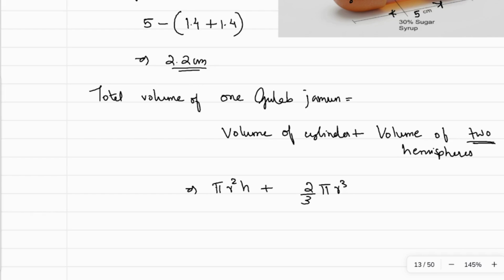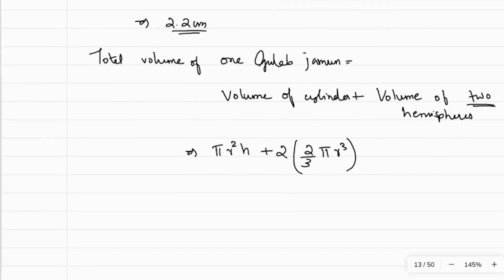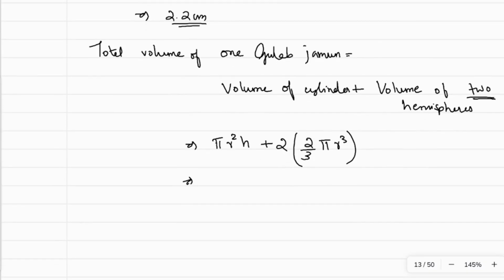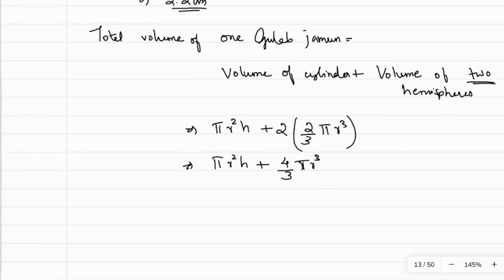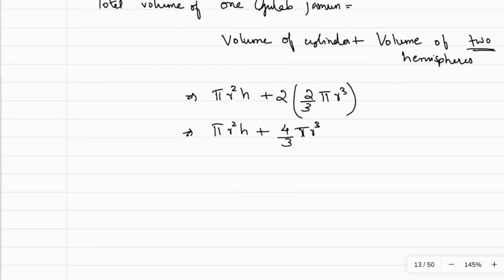So how many such hemispheres are there? 2 hemispheres. So we need to multiply with 2 here. Now let us find the value, which is equal to pi r square h plus 2 into 2 by 3, that is 4 by 3 pi r cube, right? Here also we can do it in two ways. Either we can directly substitute the values, or as I told in the previous step, you can do it like that here also.